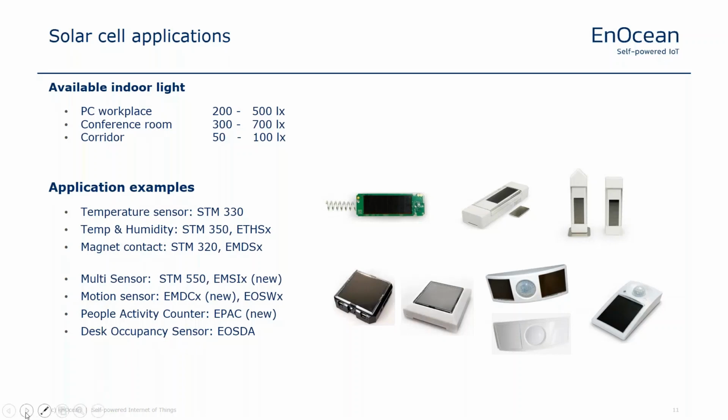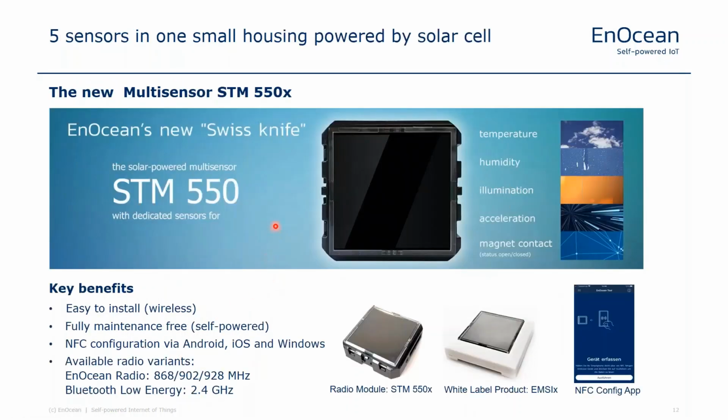Okay, coming to the highlight. We recently launched our multi-sensor. Then you can see what is possible to power with a solar cell. We call this a Swiss knife because a lot of features are inside, 5 sensors in one small housing. This little solar cell is about 40 by 40 millimeters. The whole device can be clicked into a standard switch design. This powers temperature, humidity, illumination, acceleration, and anti-magnet contact sensors, all in one device.